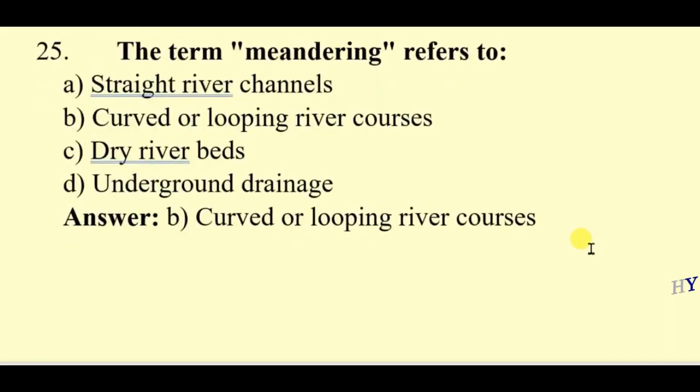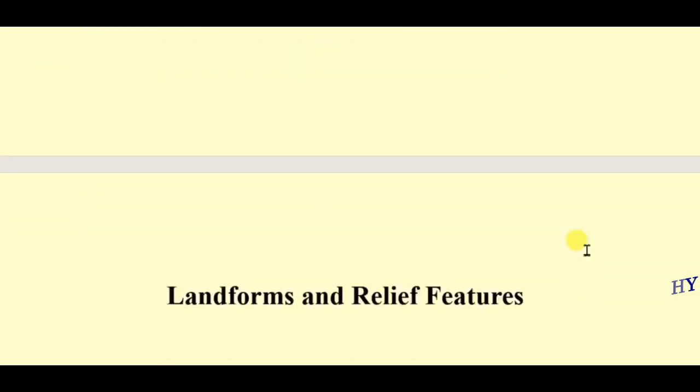Question 25. The term meandering refers to straight river channels, curved or looping river courses, dry river beds, underground drainage. Here the right answer will be curved or looping river courses.